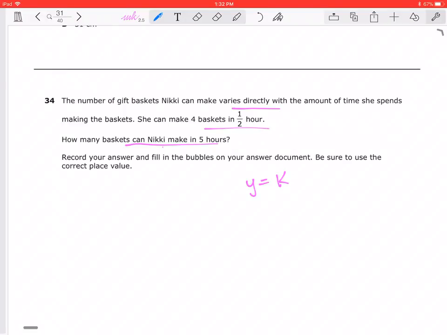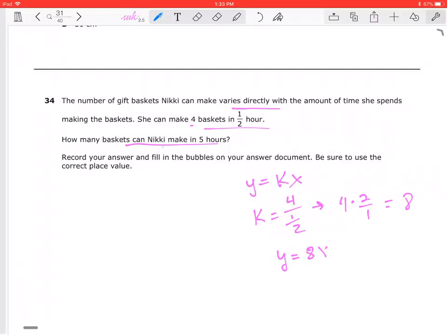So when y varies directly with x, that's our constant: y is equal to kx. Now, we're given the value of y and the value of x. So k is equal to 4 divided by 1/2. Now remember, when we divide a number by a fraction, we end up multiplying it by the reciprocal of the fraction. So that would be 4 times 2 over 1, which gives us 8. So k is equal to 8.